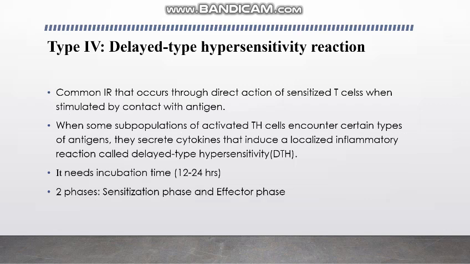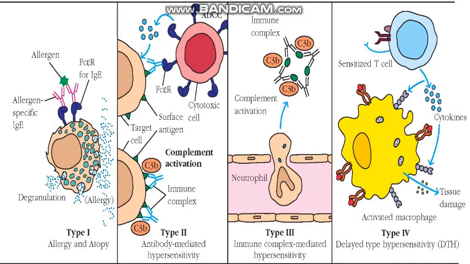Two phases are followed in the delayed type hypersensitivity reaction: the sensitization phase and the effector phase. This picture shows the overall view of type 1, type 2, type 3 and type 4 hypersensitivity reactions.